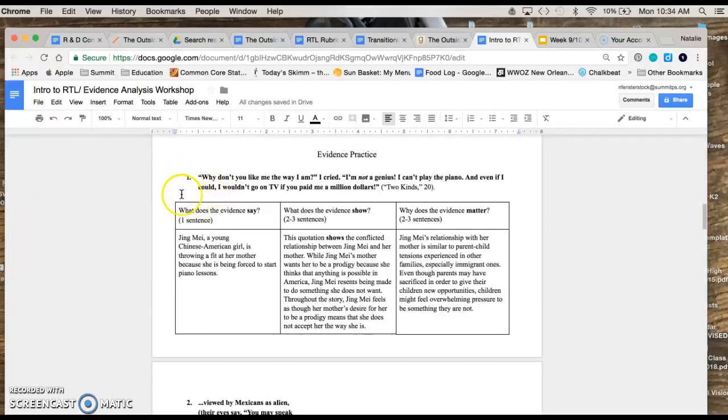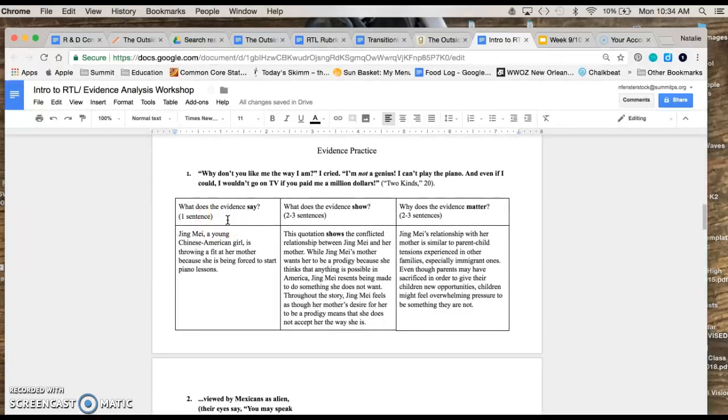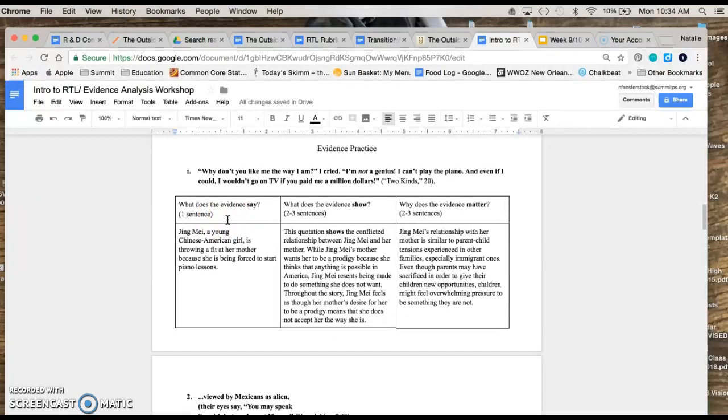So here we have the actual quote. The first thing we do, just about 1 sentence, we try to figure out what does the evidence say? And again, we're paraphrasing it, right? And so here we say, Jing Mei, a young Chinese-American girl, is throwing a fit at her mother because she's being forced to start piano lessons. So we're really just trying to understand, what is actually going on? What is happening in this quote? That's what does the evidence say?